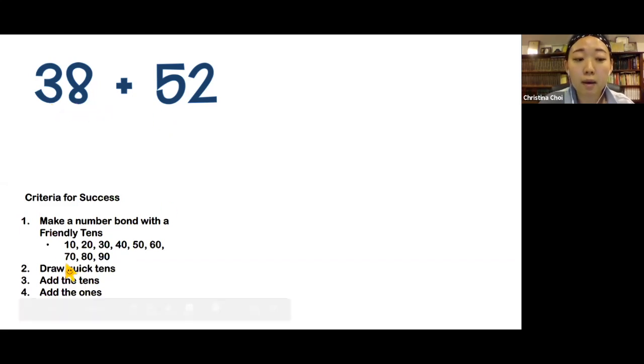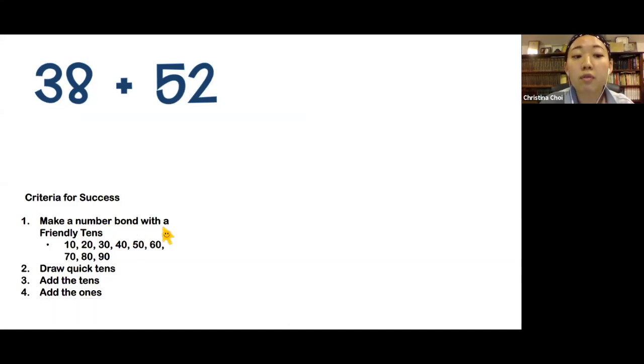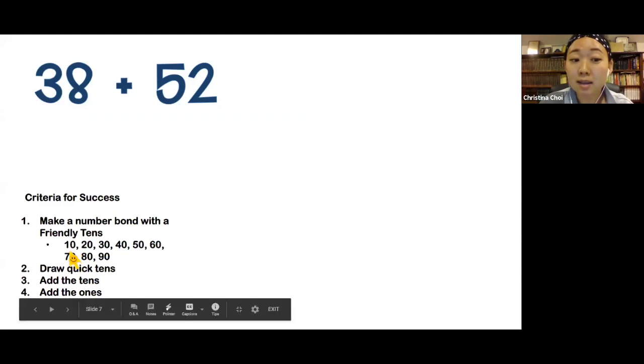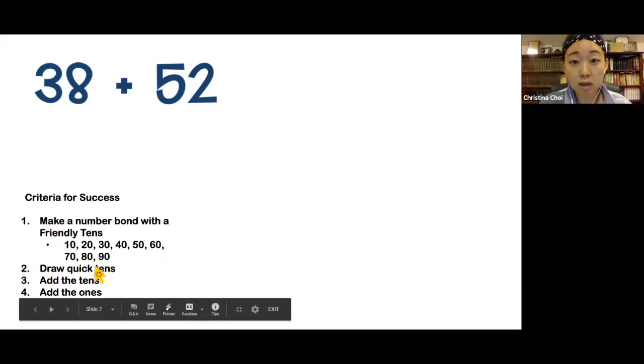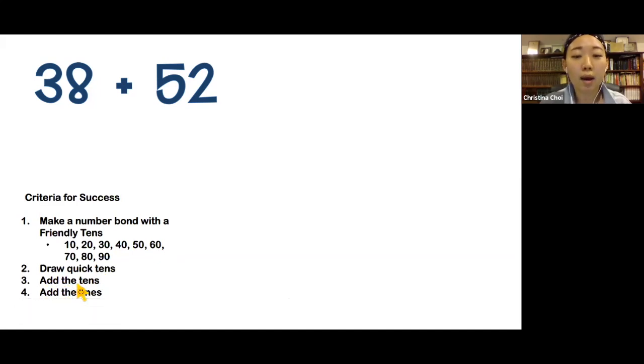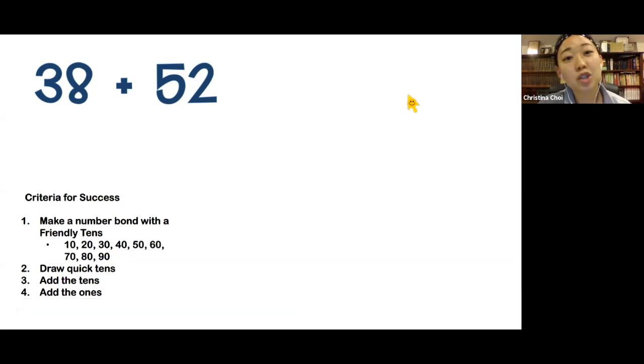Okay, so let me remind you of the criteria for success. Make a number bond with a friendly tens. That means that it's not just a 10, it could be 20, it could be 30, 40, 50, 60, 70, 80, 90. Okay? And then you draw your quick tens. You won't get full credit if you don't. And so that will help you add your tens, and it will help you add the ones. Okay? So I want you to pause this video and try it yourself, and then check back in to see if you got it correct.